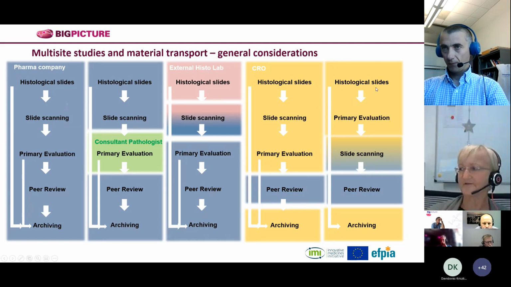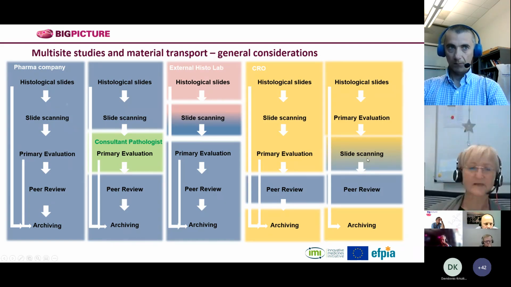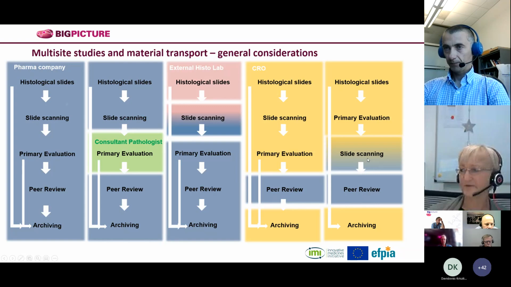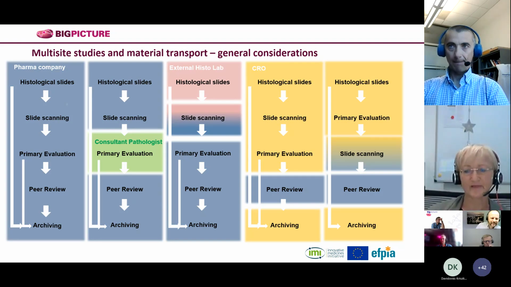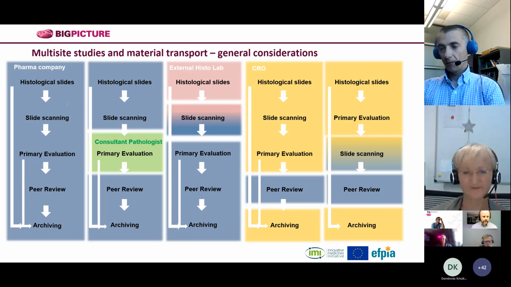And finally, there could also be the slide scanning done by the sponsor's test facility before doing the peer review and sending back slides to archiving. And these are not all possible scenarios, but you understand that there is a lot of transfer and a lot of transport within these scenarios, and that sending slides digitally will be a big advantage.